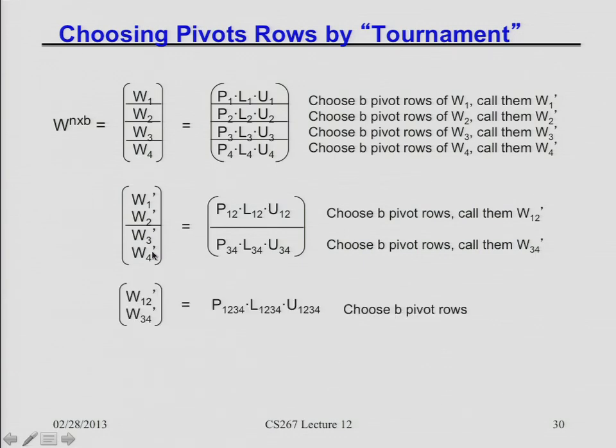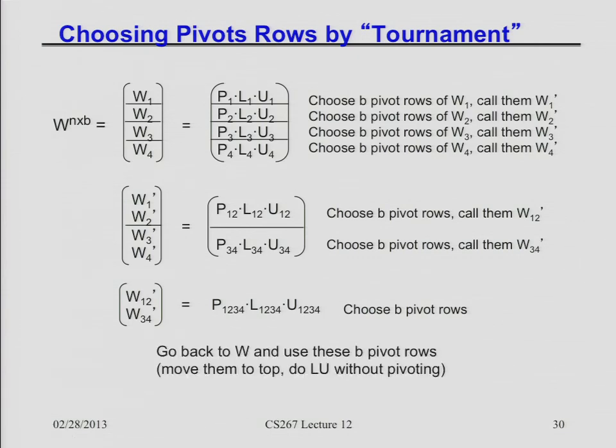And now I get to the finals, and I take the B best rows from the top, the B best rows from the bottom, put them together. This is still a little 2B by B matrix. Run Gaussian elimination one last time, and now I've chosen the best B rows from the entire set of N that I started with. So now that I've done that, I go back to the original data, take out the original B rows, and put them at the top, because I know that's the right thing to do for Gaussian elimination. And now I can do LU with no more pivoting.